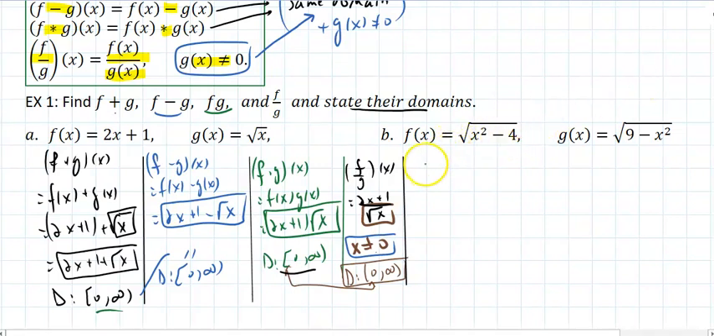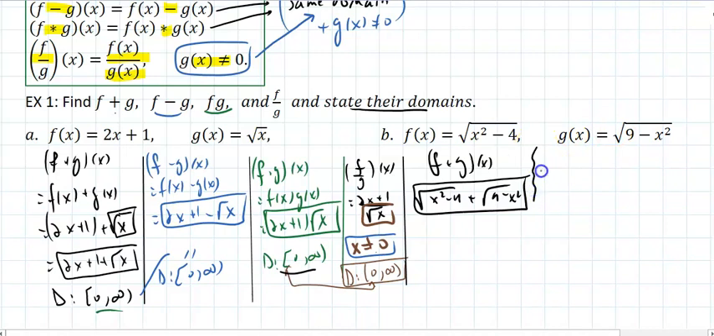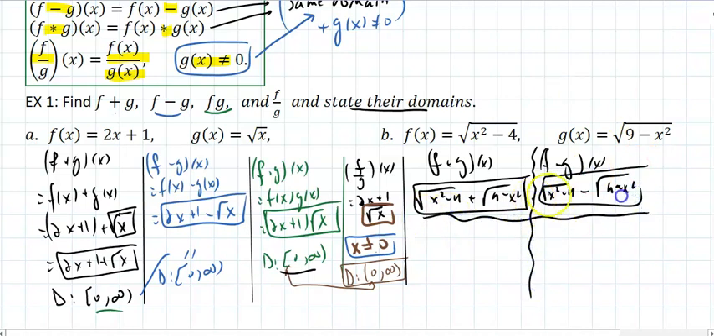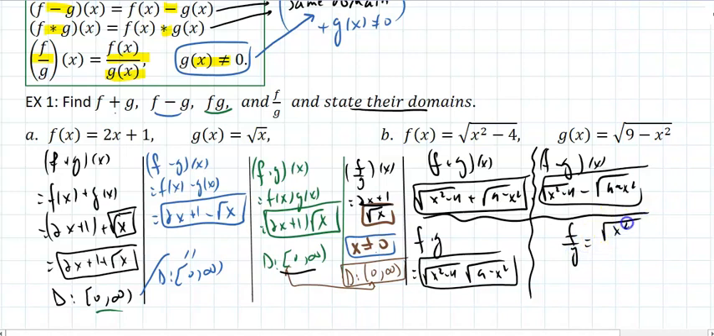Here, this is the next example. If I take f plus g of x, well, that is f of x plus g of x. I'll talk about the domain in a minute. And if I want f minus g of x, well, that is f of x minus g of x. No difference. If I take f times g, that's simply the square root of x squared minus 4 times the square root of 9 minus x squared. And if I take f divided by g, that's nothing more than the square root of x squared minus 4 over the square root of 9 minus x squared.